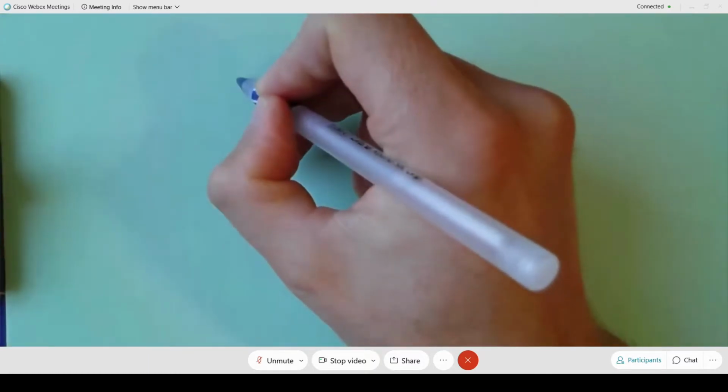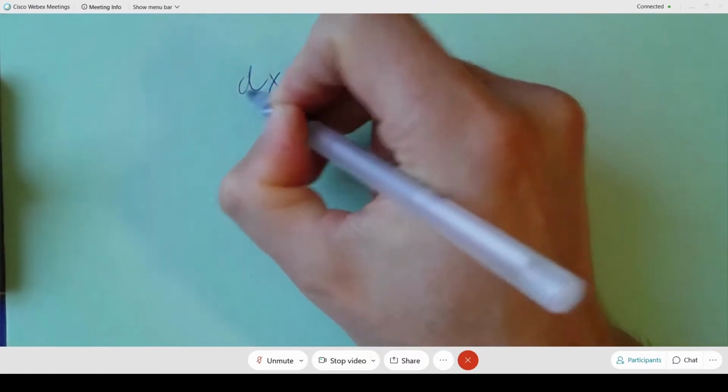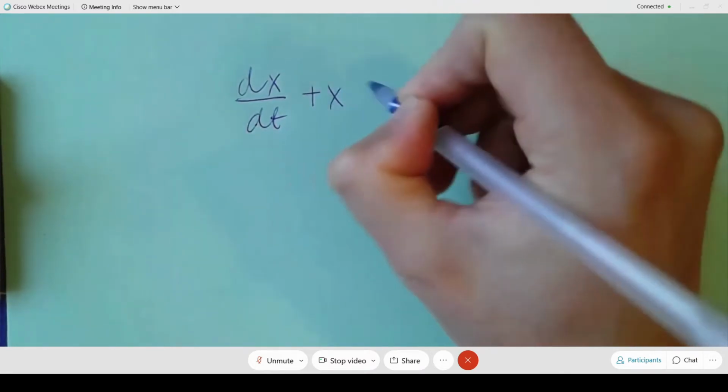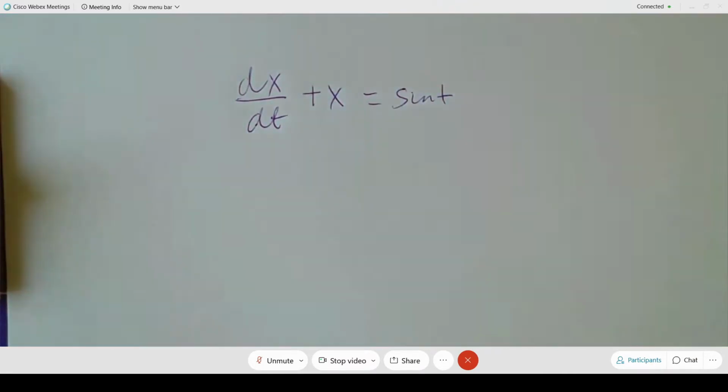So I want to look at dx over dt. I'm going to write it like this: dx over dt plus x equals sine of t. And for now, I'm going to omit the initial condition. You understand that what you want to do is find the general solution, and then, of course, it's easy to apply the initial condition once you have that.